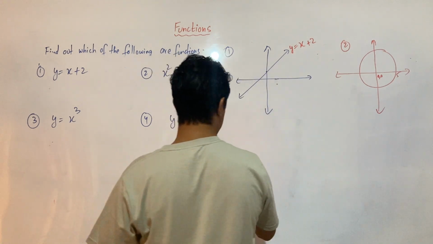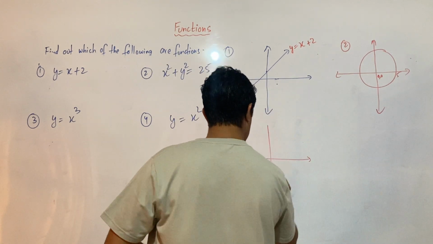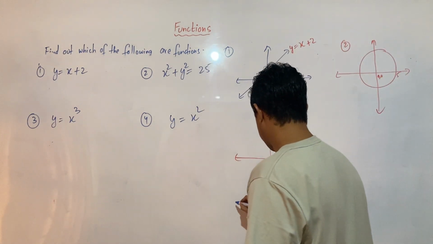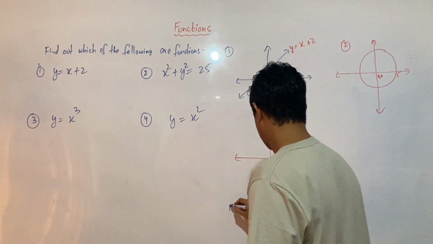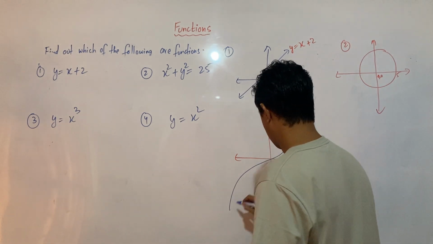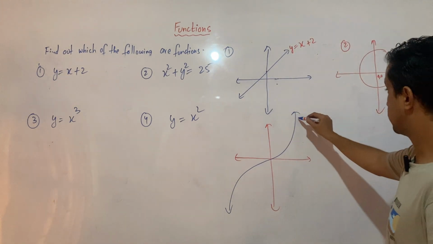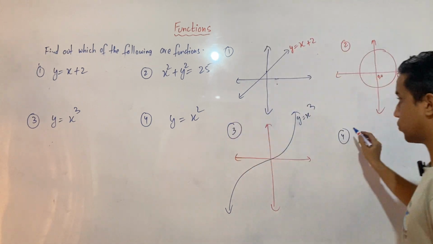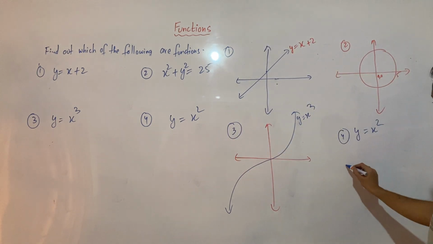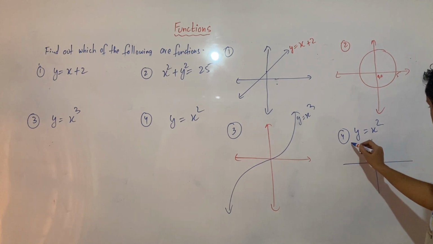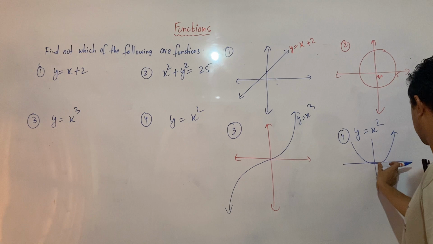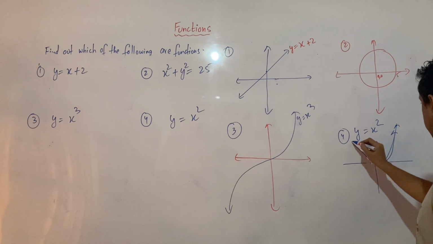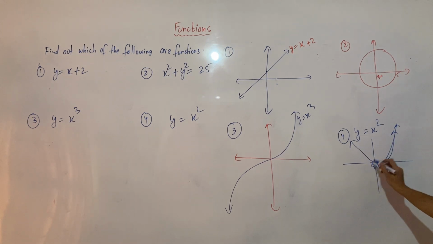Next is your x cube. So it's going to be the cubic curve. Cubic curves are going to be something like this, right, y equal to x cube. And number 4, this is number 3. Number 4, y equal to x square. So it's going to be something like this. Okay, so it's going to pass through 0, 0. Okay, just the rough idea.